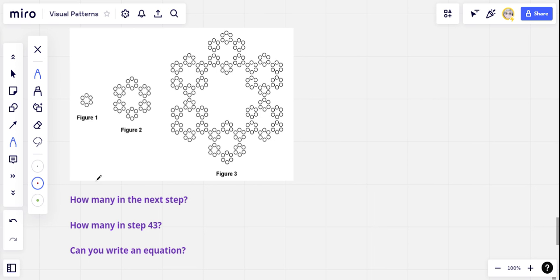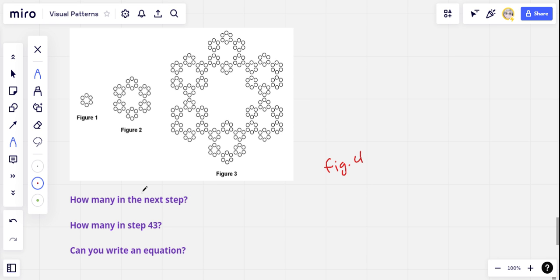Wow, this is a big one. Here's figure 1 of our pattern. Here's figure 2. Here's figure 3. Your challenge is to find out how many of these little circles are going to be in figure 4. If you think you can do that, can you try to figure out how many in figure 43? And could you write an equation to predict the number of circles in any figure at all? So that's the challenge. This is a toughie. If you'd like to take it on, pause the video and give it a shot.